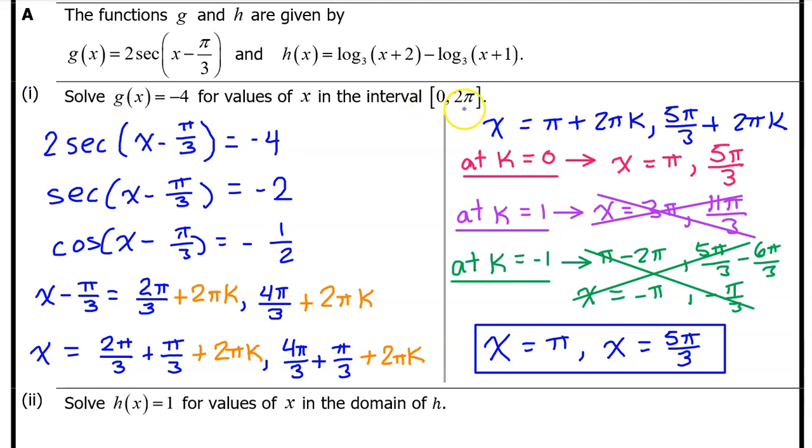So the only solutions on the interval from 0 to 2 pi are pi and 5 pi over 3. So x is equal to pi or x is equal to 5 pi over 3. You don't have to show the work that I've shown here in red, purple, and green. You can do as much of this in your head as you're comfortable with, but you should show all the rest of this work.